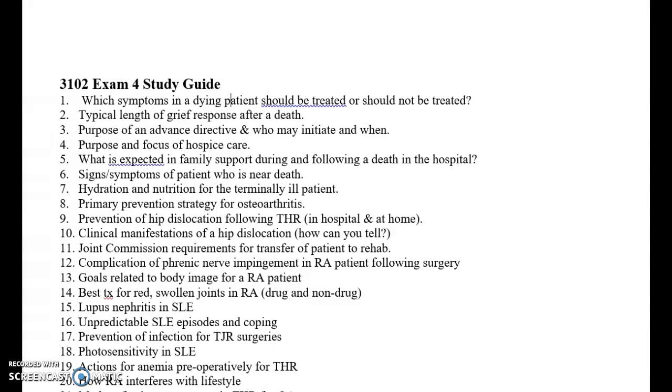Advance directives can be initiated only by the patient, because it's their advance directive, or their directive to their doctors in advance of them becoming terminally ill or critically ill. So when you hear the term advance directive, don't think that means that family members can do an advance directive.